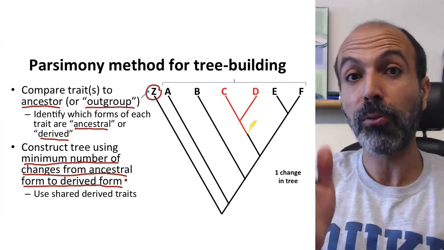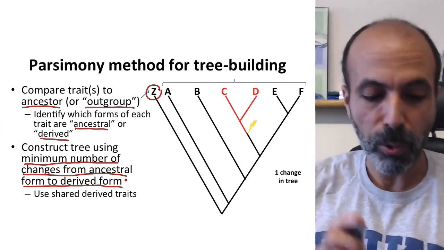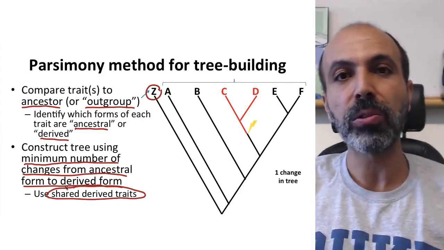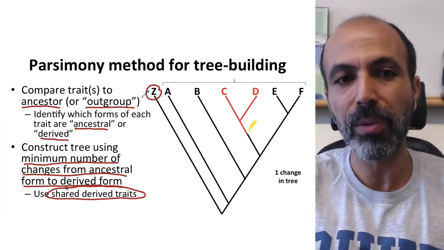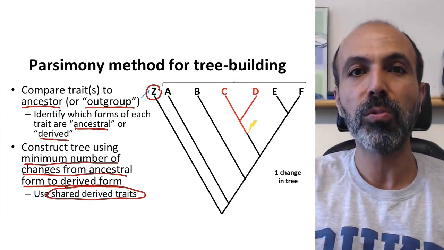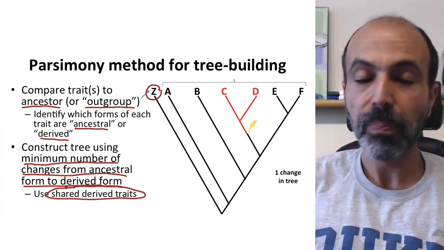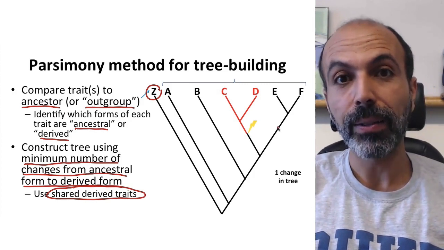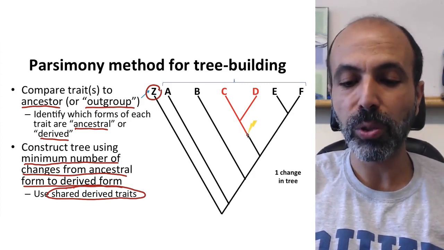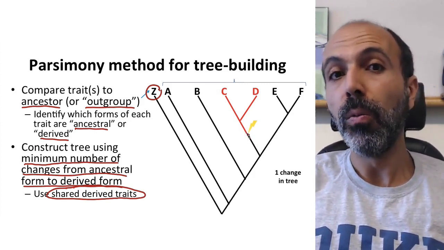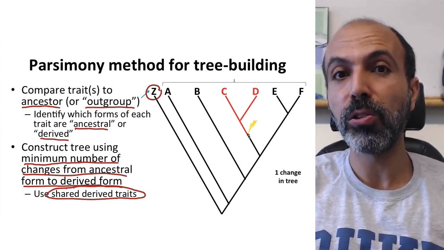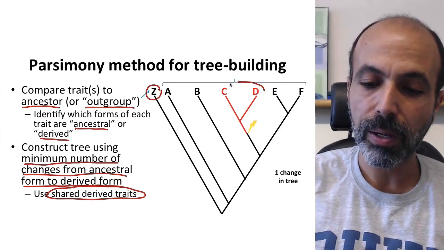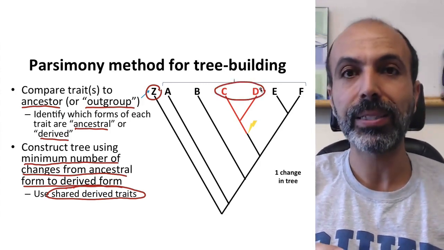For actually looking at relationships, you'll be using what we refer to as shared derived traits. The technical term for this is synapomorphies, but don't worry about that. You're looking for shared derived traits. So in this tree right here, the ancestral trait is black, right? Black body color. The derived trait is red. So which individuals share the derived trait? The derived trait is red. The individuals that share it are taxon C and taxon D.